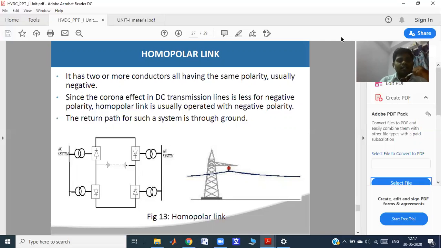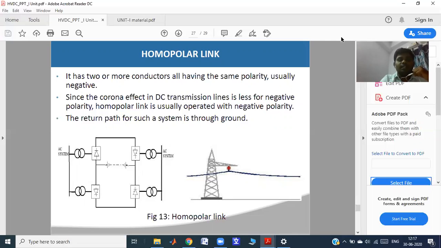In the event of a fault in any one line, the power can be transmitted through the remaining line with more than half of the rated power.